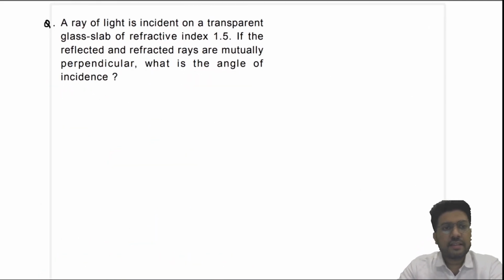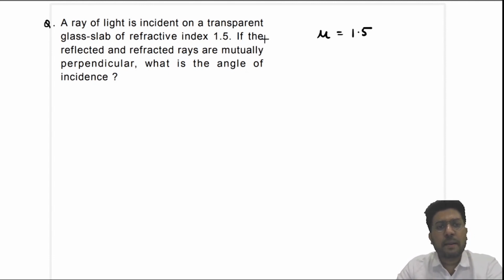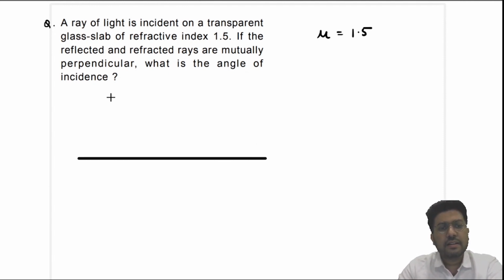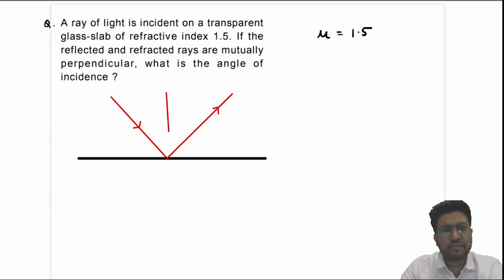Okay. Then the next question is, a ray of light is incident on a transparent glass slab of refractive index 1.5. So it is given that the refractive index of the medium is 1.5. If the reflected rays and refracted rays are mutually perpendicular, then what is the angle of incidence? See what is given here. This is an incident ray and the reflected ray, but in this interface the light is not only getting reflected but also refracted. Okay, so this is the refracted ray.